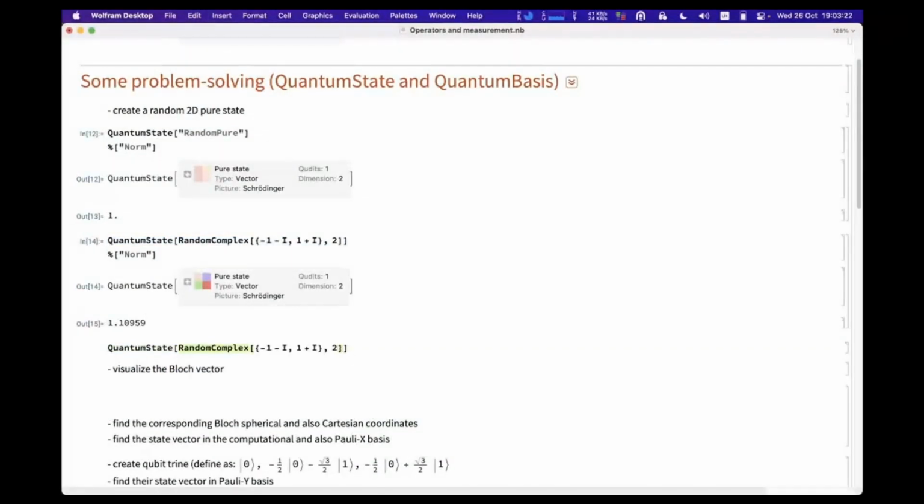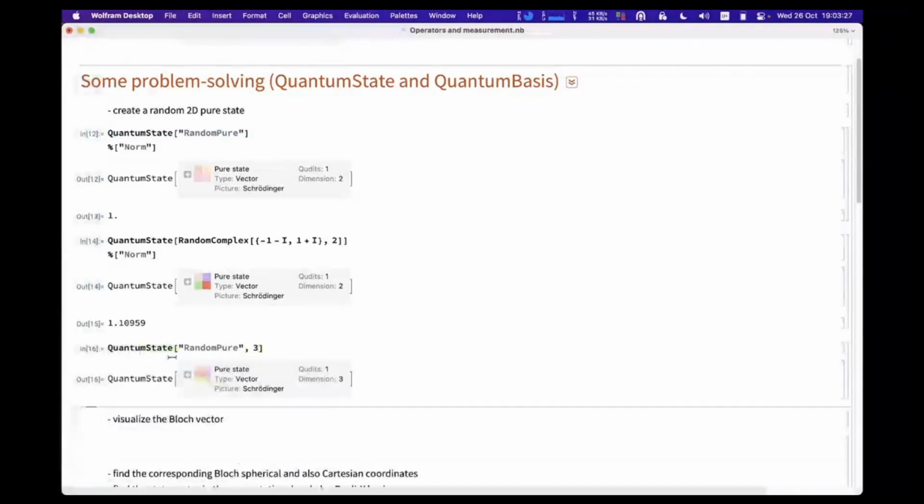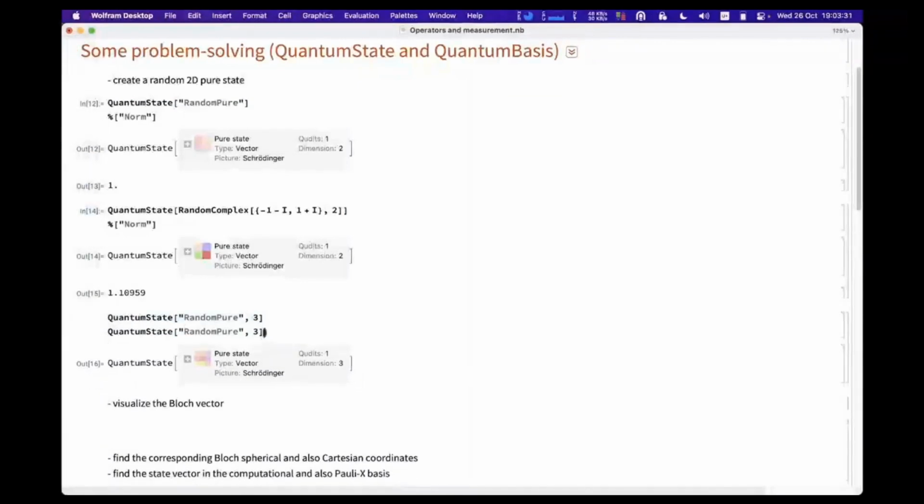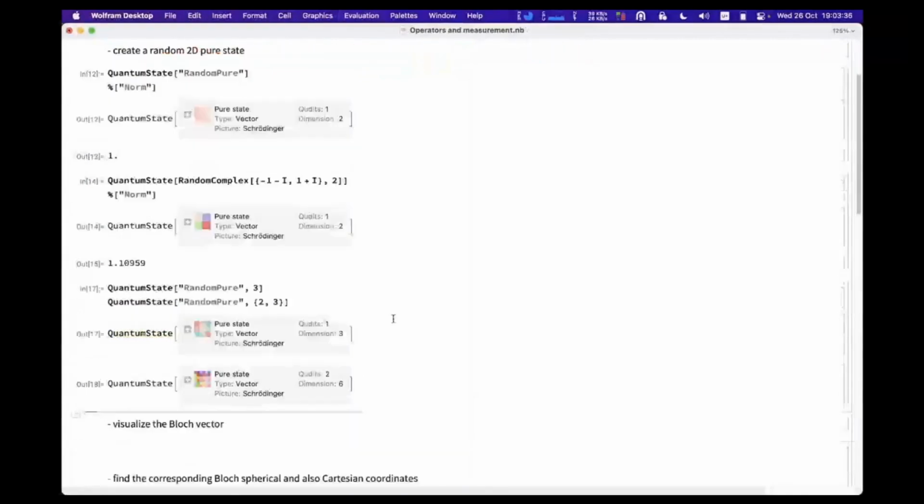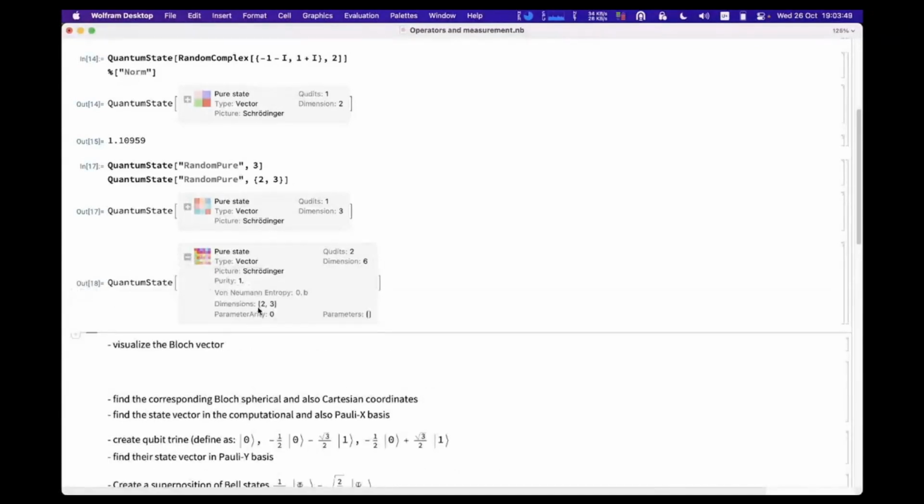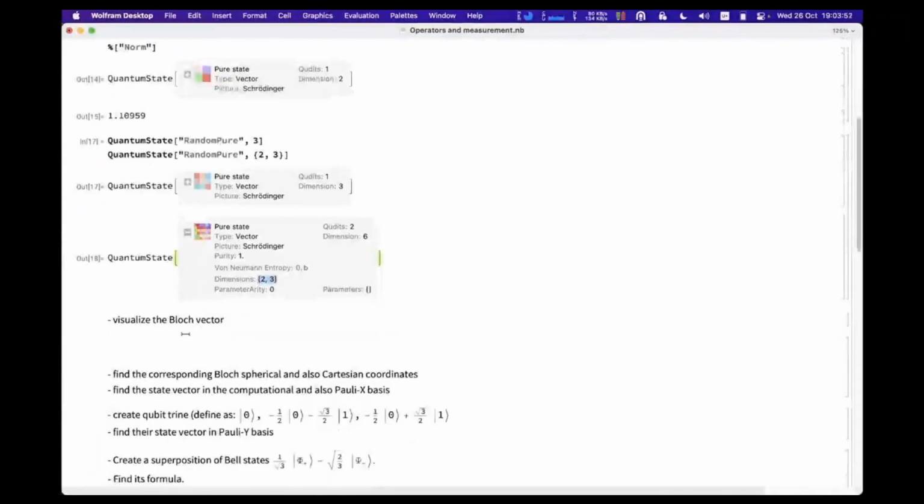Okay, the next step. By the way, as we are discussing, feel free to type your questions, and we will address them. So look at the examples. The first one is a random pure state in 3 dimensions. The second one is a random pure state of a composite system. The first system has dimension 2. The second system has dimension 3. So random pure helps you easily create a random pure state in any dimension.